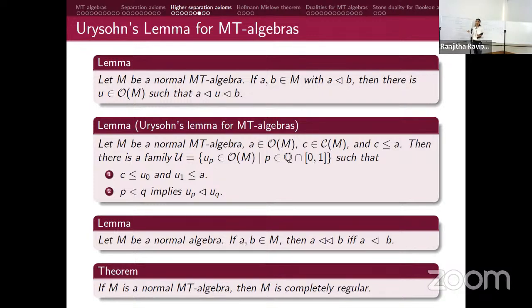In previous slides, we saw every normal algebra is regular. So then now regular is also completely regular. So that's why every normal empty algebra M is completely regular.